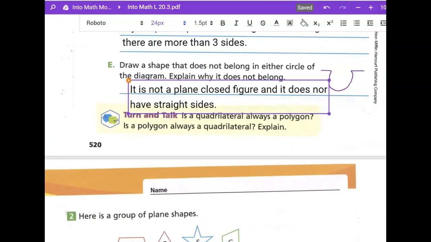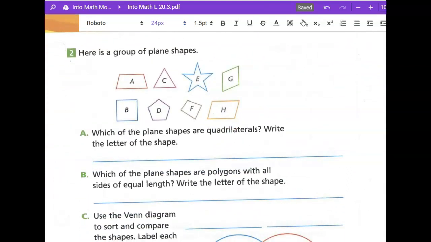Okay, as we go on to Page 521, it says, here is a group of plane shapes. Which of the plane shapes are quadrilaterals? Write the letters. So remember, quadrilaterals have 4 sides and 4 angles. So we're going to look at shape A. It definitely has 4 sides and 4 angles.